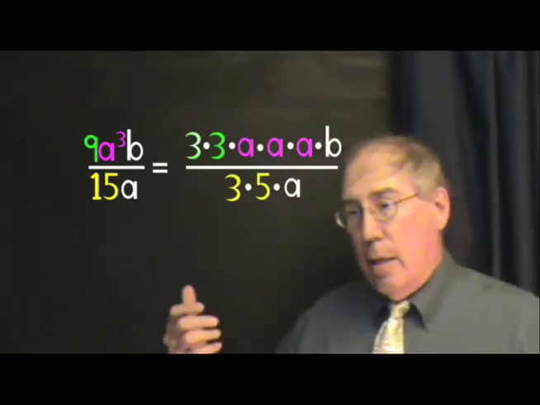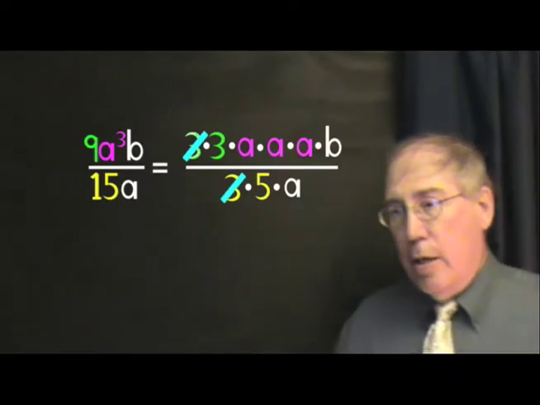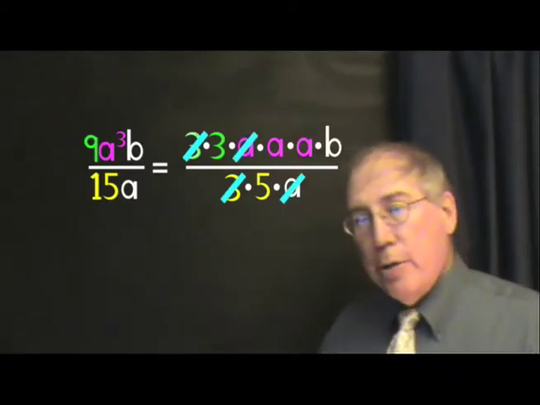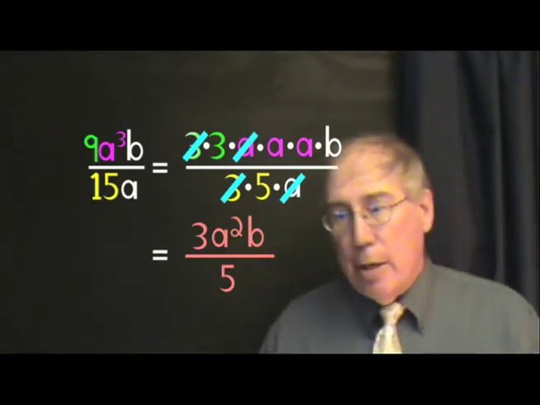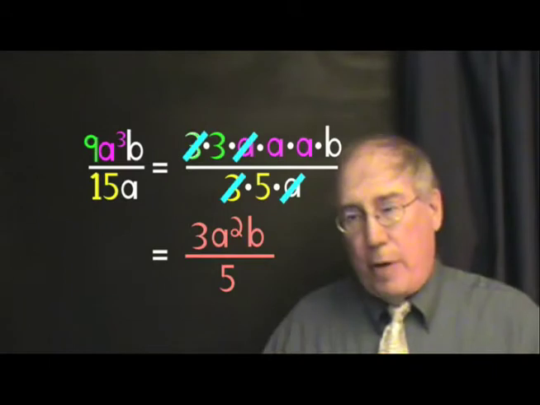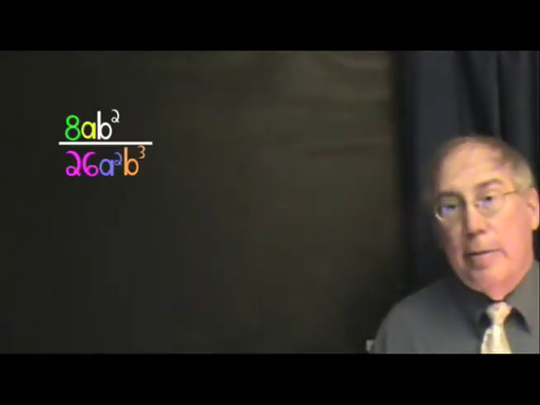Here's another one. Let's factor the numerator and denominator of this fraction here. So we'll get 3 times a times a times a. We have 3 a's there and a b, and then in the denominator 3 times 5 times a. So we can factor out 3 from the numerator and denominator and a from the numerator and denominator, and multiply the factors in the numerator and denominator, and we get 3a squared b over 5.